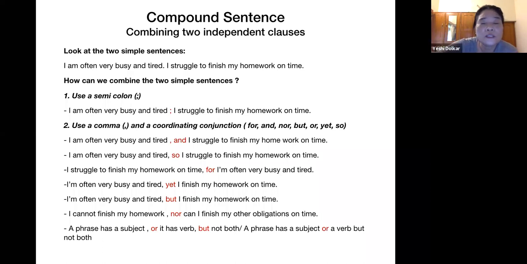So this is what we mean by compound sentences and how we change simple sentences into compound sentences. We can use the comma and a coordinating conjunction, and you get all these different compound sentences.